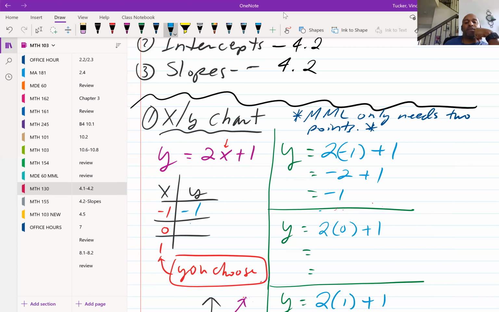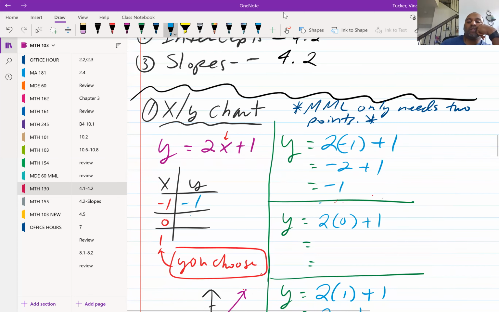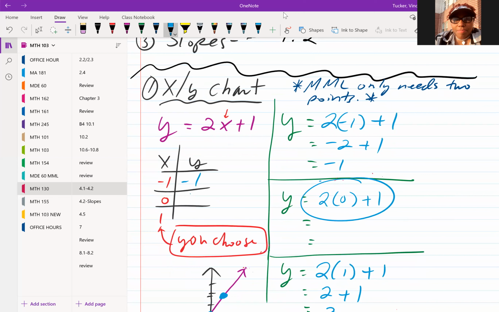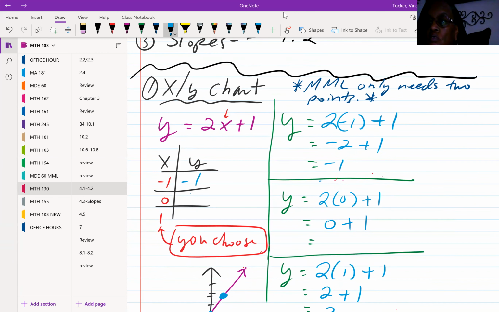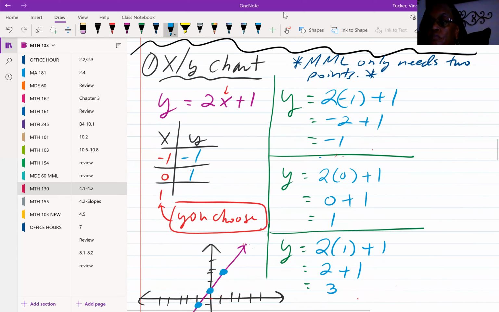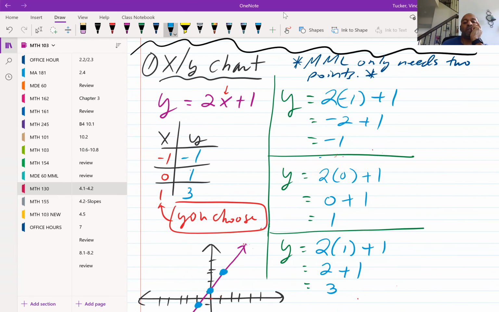Got it. Do the same thing for that 0. For that 0, it's 2 times 0, plus 1. It would be 1 for y. When x is 0, y is 1. And then you plug in positive 1. When x is 1, y is equal to 3.